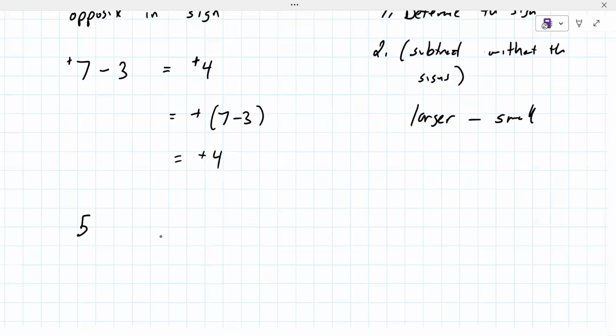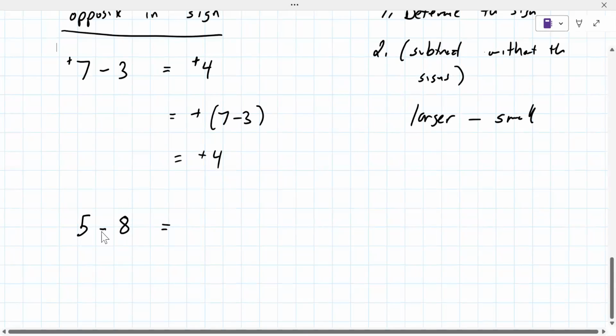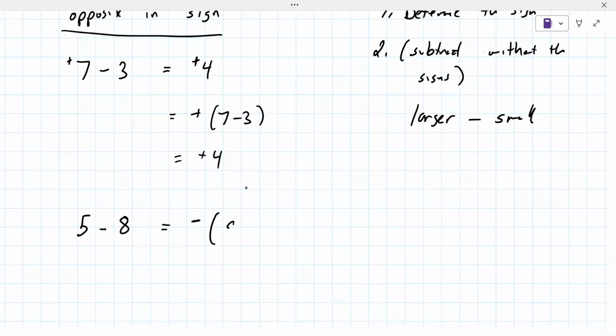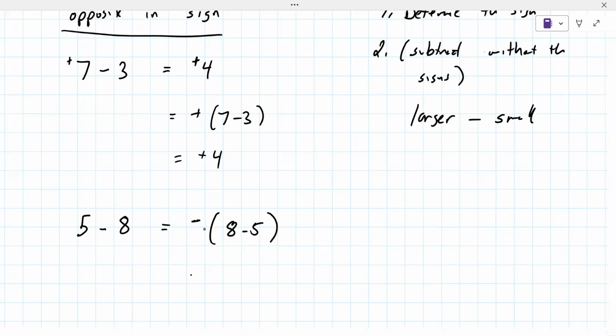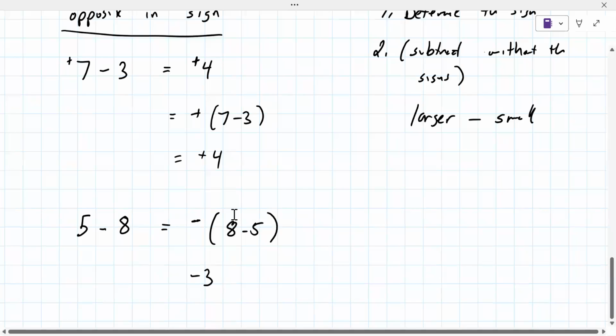Let's say it's 5 minus 8. So these are opposite in sign because 5 is positive and 8 is negative. So you have to first determine the sign. Which is further from 0, 5 or -8? -8. So we know the answer is negative. Then you take the larger number without the sign and subtract the smaller number. So you don't have to write this, but you have to think it. You have to say, okay, it's 8 minus 5, which is 3, and then it's negative. All right, so let's look at another one.